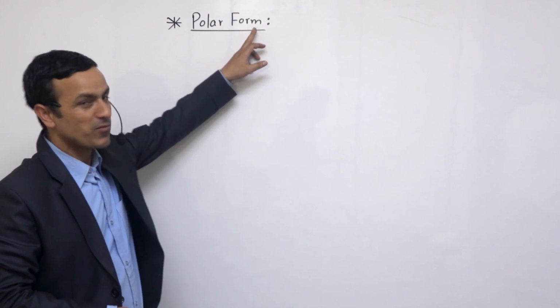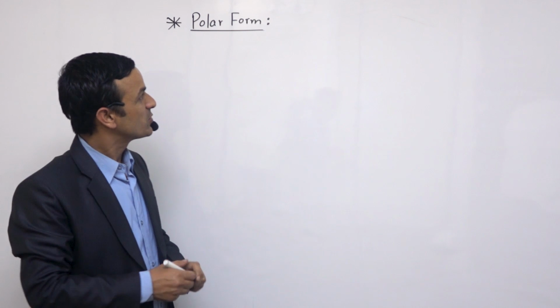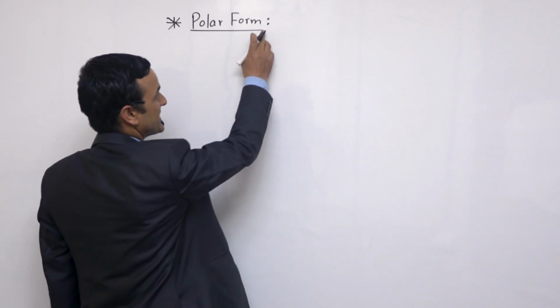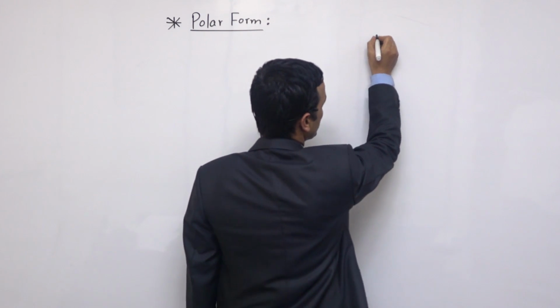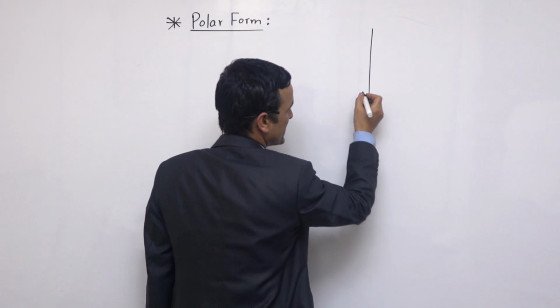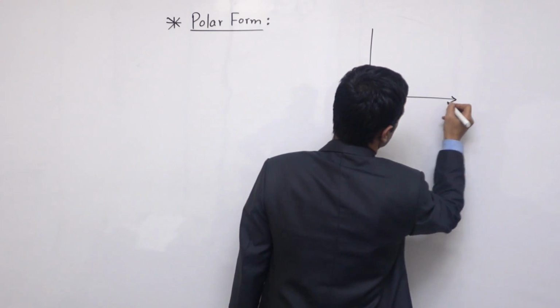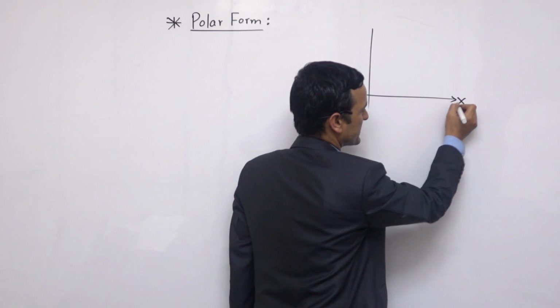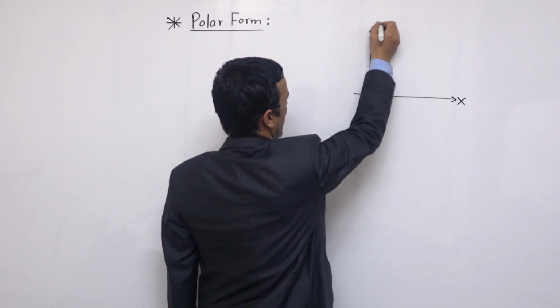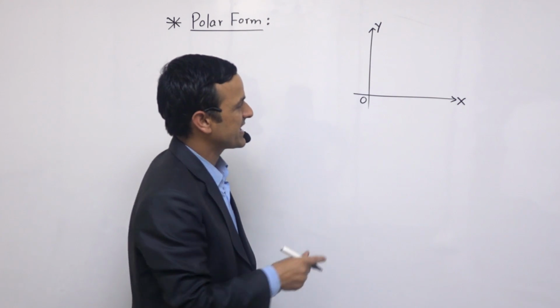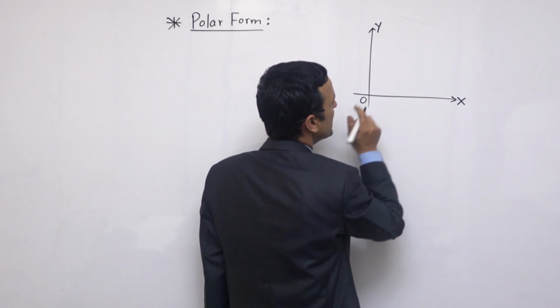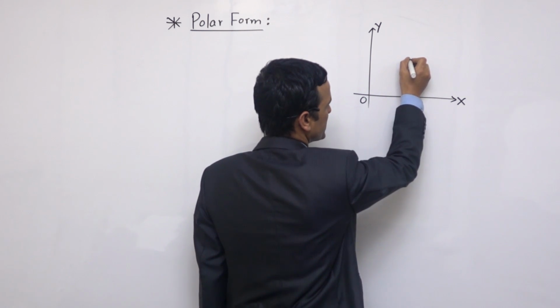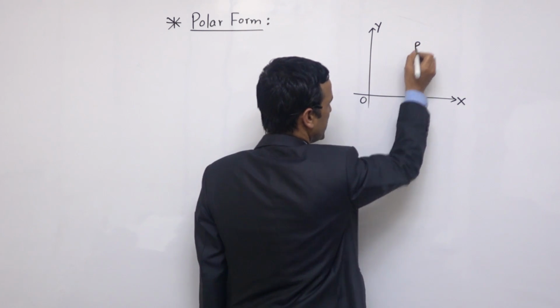आज हामी पोलर फर्मको बारेमा डिस्कस गर्दैछौँ. So actually polar form के हो त? What is this? So we have to find like this. So for this we have to take the graph. This is origin, this is x, this is y axis, y is the y axis, OX is the x axis. So let's take one point P.